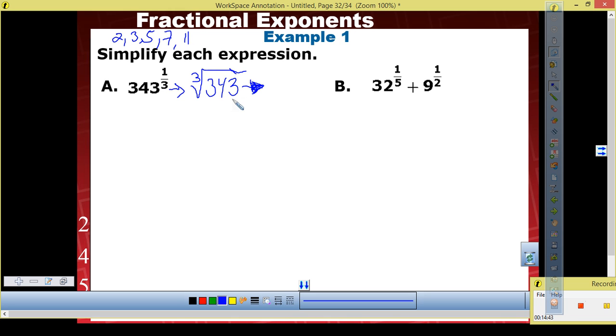So let's see. Can 2 divide 343? No, so it's not 2. How about 3? No. How about 5? No, because it doesn't end in 0 or 5. And so it has to be 7 or 11. Could it be 11? So let's try 7. Does 7 fit into 34?